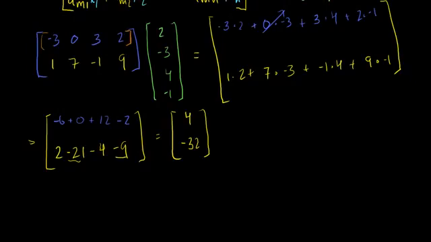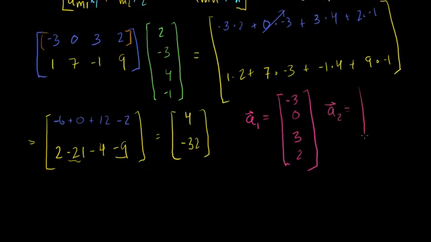Let's say vector A1. Let me define vector A1 is equal to minus 3, 0, 3, 2. And let me define vector A2 to be equal to 1, 7, minus 1, 9. So all I did is I wrote them in our standard vector form, as column vectors. What we can define to turn these into row vectors is the transpose function. And transpose, you just turn the rows into columns and the columns into rows.